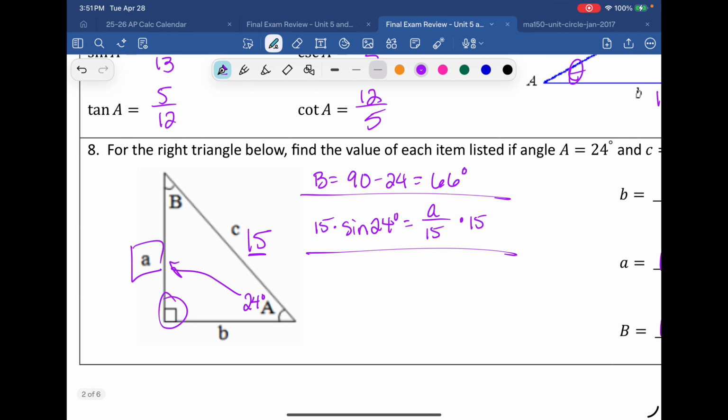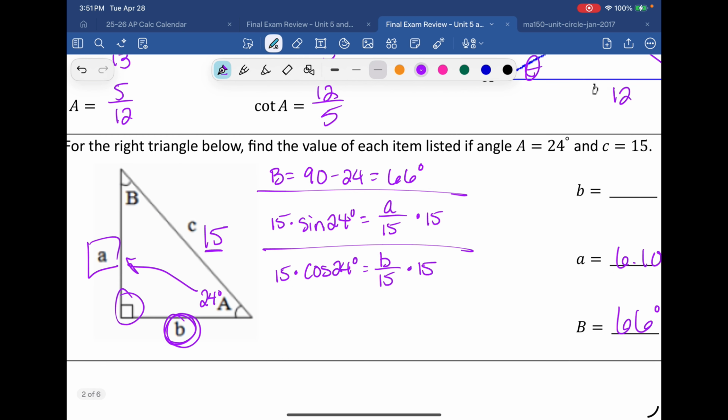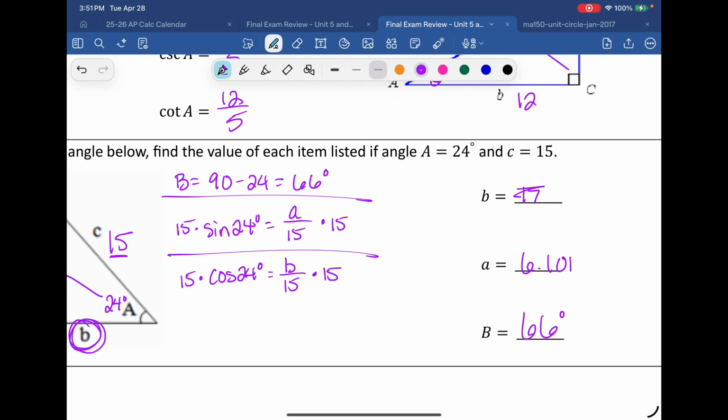Now I'm going to find side B. I'm still going to use the 24 degrees, but this time side B is adjacent. So that's cosine, adjacent over hypotenuse, multiplied by 15. And there we go.